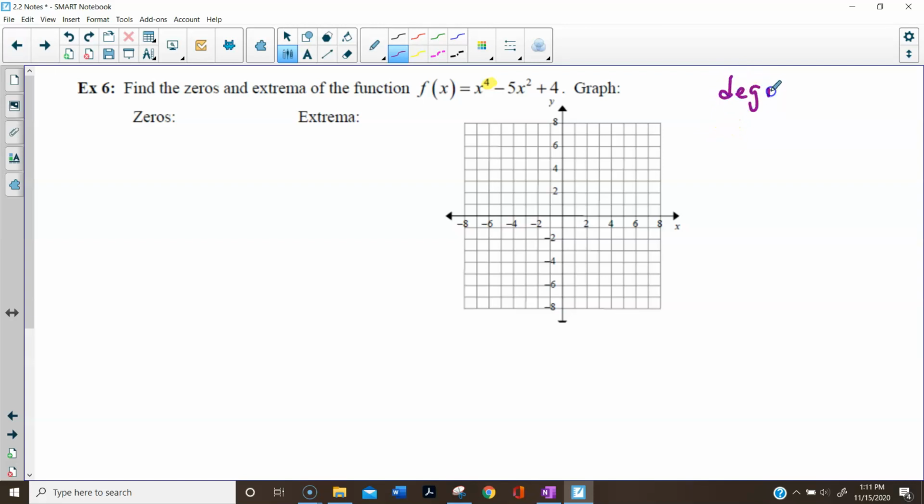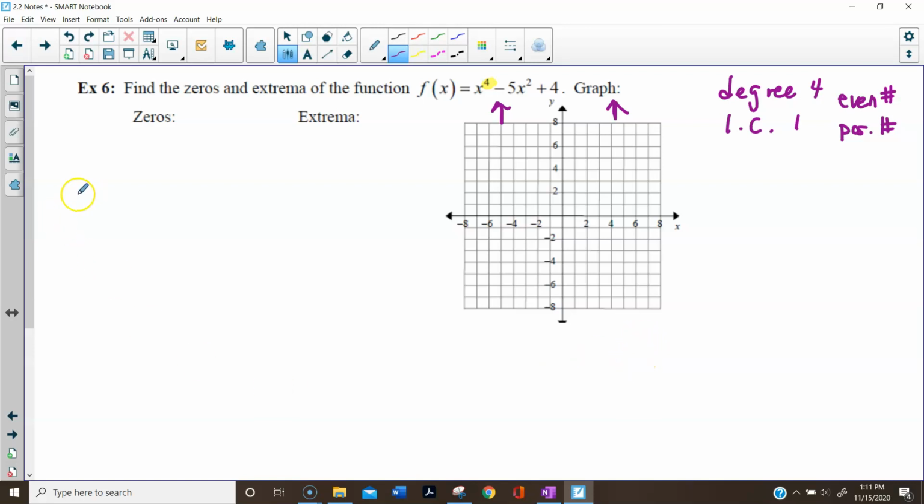And what I care about is 4 is an even number. So the degree is even. And then the leading coefficient is 1. And what I care about with the leading coefficient is that it's a positive number. And so if I have even and I have positive, I know that both of my ends are going to be going up together.